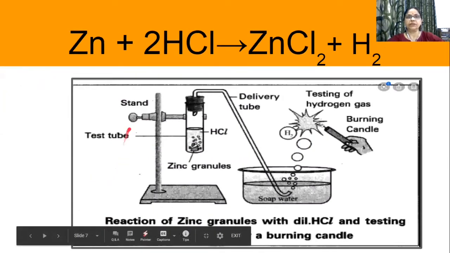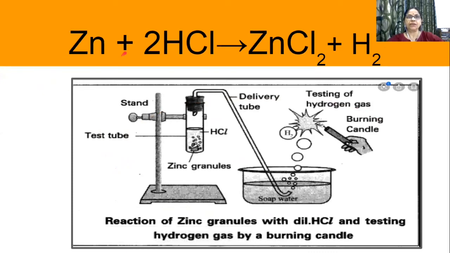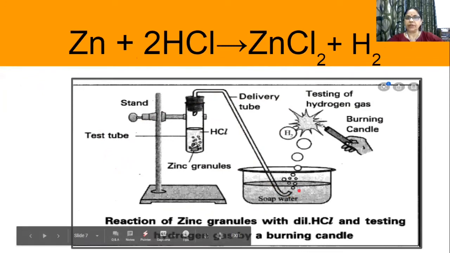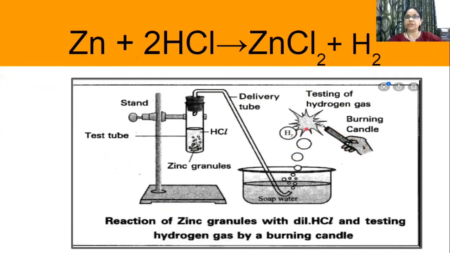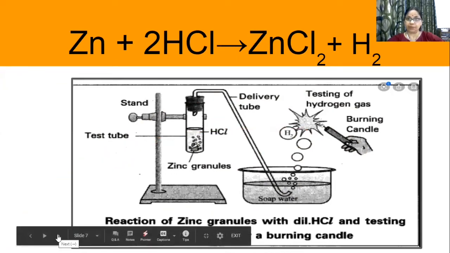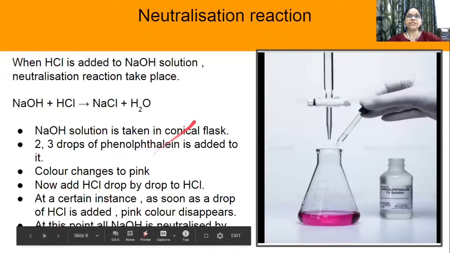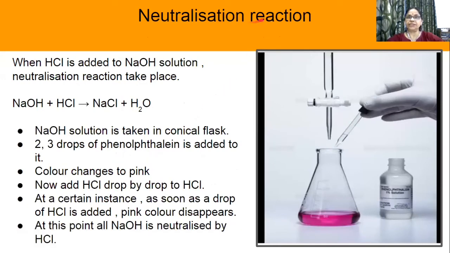Now here is the experiment related to reaction of metals with hydrochloric acid. It forms hydrogen gas. Here this hydrogen gas is evolved and it reaches the soap water. In the soap water, it forms bubbles. These are the bubbles which are formed. And when you bring a burning candle near the bubbles, it will explode because hydrogen gas is an explosive gas.